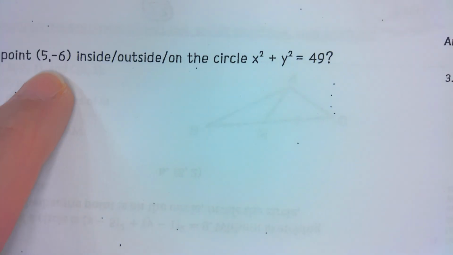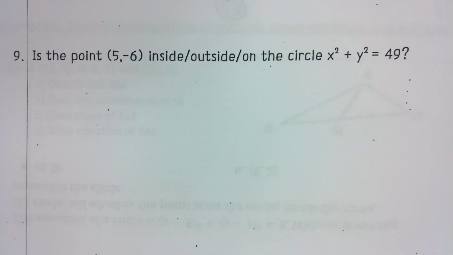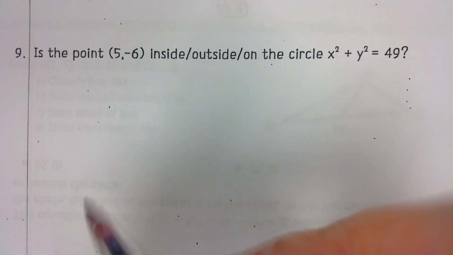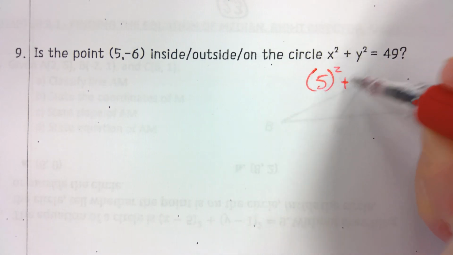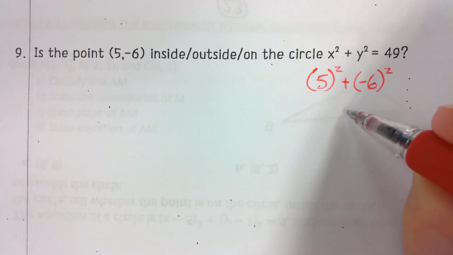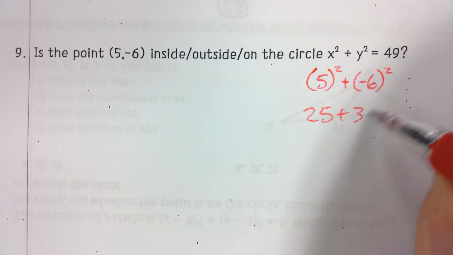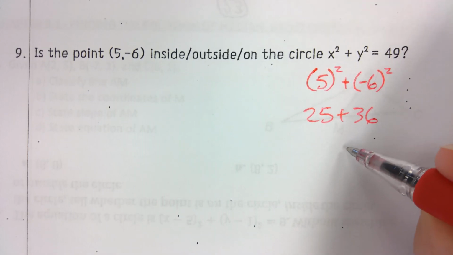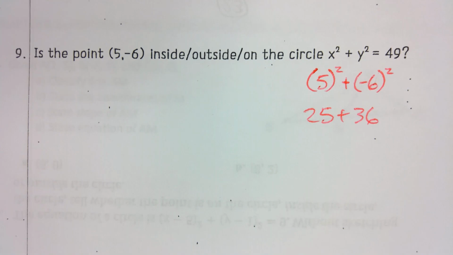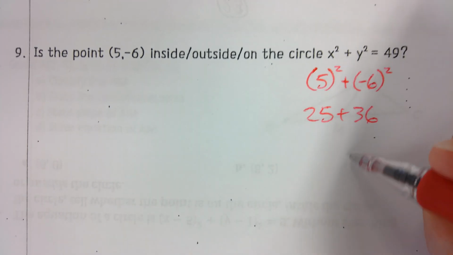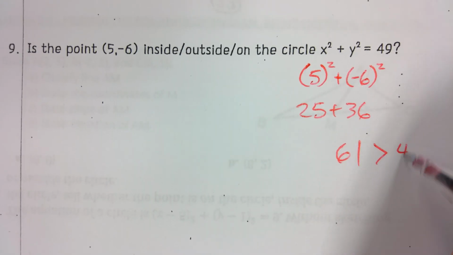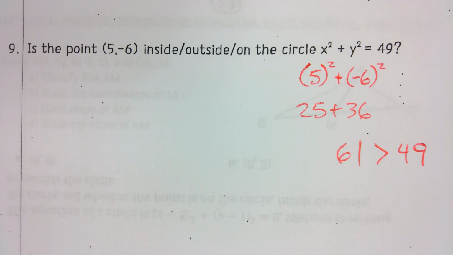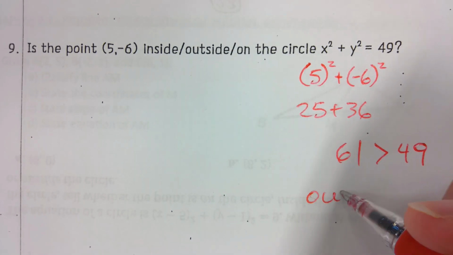Next. Similarly, is this inside, outside, or on the circle? So sub in 5 for x, sub in -6 for y. So 25 plus 36, you get, what is that? 61. So 61 is greater than 49. What does that mean? Outside. Right. So therefore, it's outside the circle.